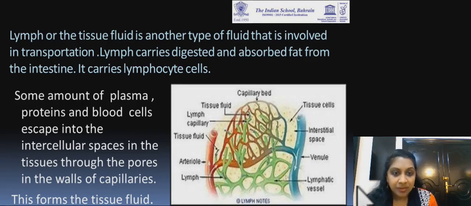Hope you have understood the transportation system in the human body, the different components of the transportation system in the human body, like the blood vessels, the heart, and also the lymph.